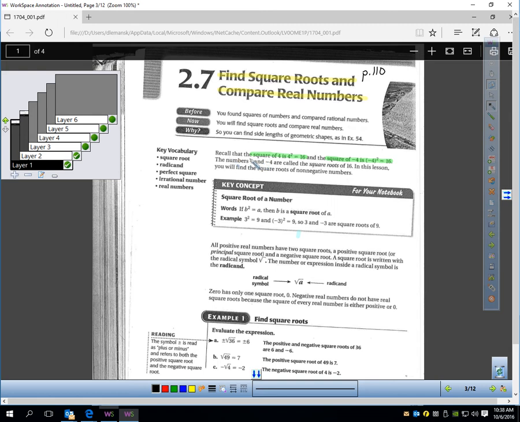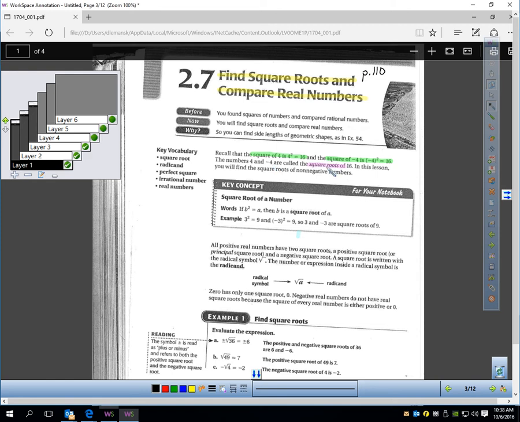Vocabulary. Remember, when you say the square of a number, like the square of 4, it means you're taking 4 to the second power. It would give you 16. Or if I took the square of negative 4, I'm asking you to take negative 4 to the second power. That would again give you 16. Squaring means taking a number and raising it to the second power.